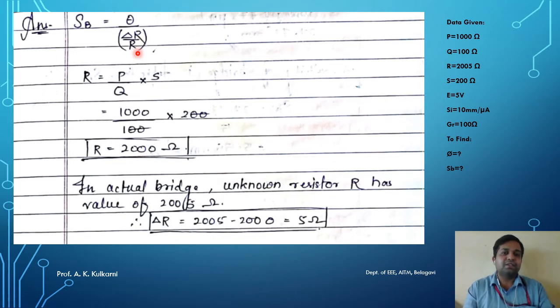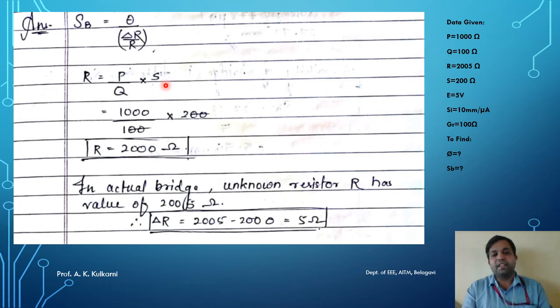As we know, under balance condition, the unknown resistance is given by R is equal to P by Q into S. This is the formula we already know, which we discussed in our first session module. Is it correct? So the unknown resistance is equal to P by Q into S.